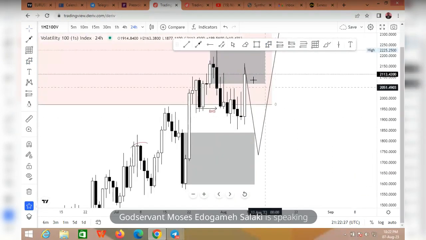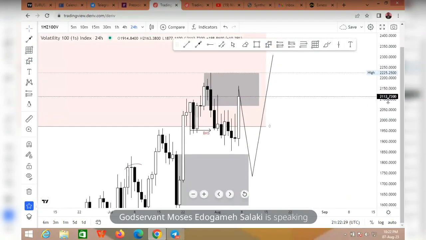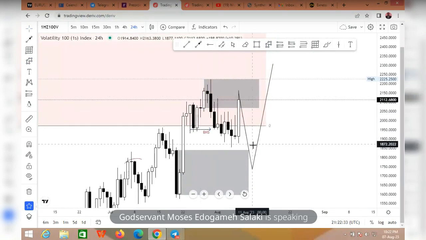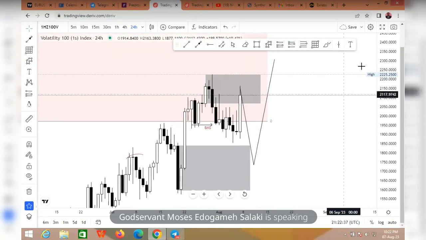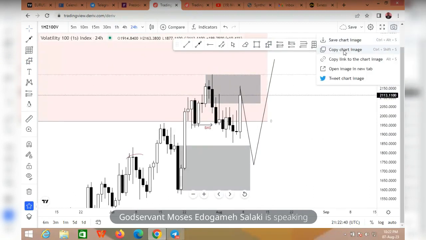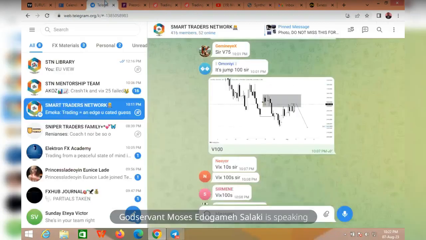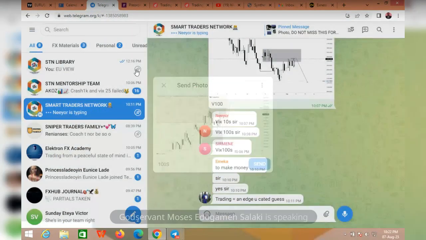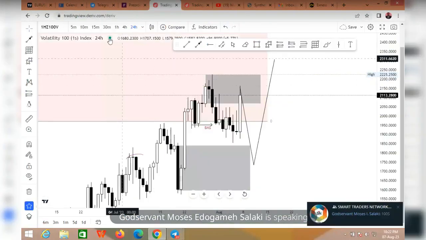Price can sell down from here because price broke this structure, and then we can just blast up. So let's go to 1 hour. Let me send this to us first, then we'll go to 1 hour. All right, 1 hour.